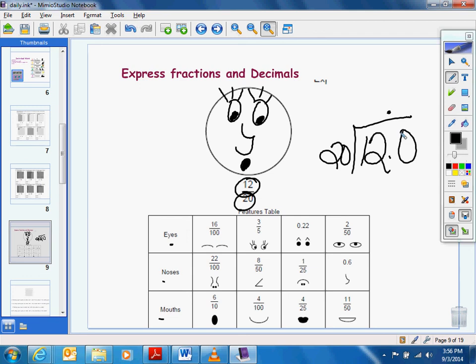20 cannot go into 12 at all, can't go into 1, can't go into 12, but it can go into 120 6 times. 6 times 20 is 120 exactly. And there we have our decimal of 6 tenths. That's another way that you can convert and find equivalent decimals.